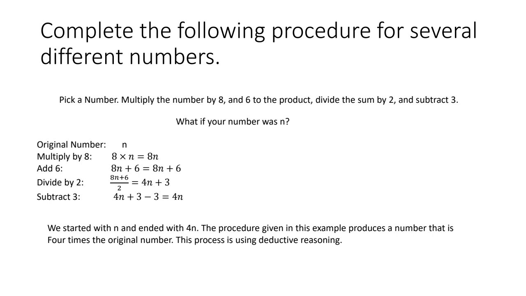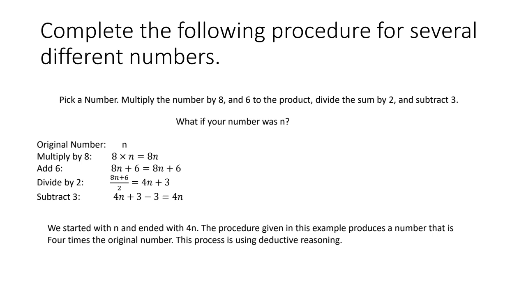And multiply by 8. Well, if N is my number, that would be 8 times N, which in algebra, when you multiply a number and a variable, you just put them together side by side. So my result is 8N. Add 6. So this would be the previous result, you're adding 6, which is 8N plus 6.